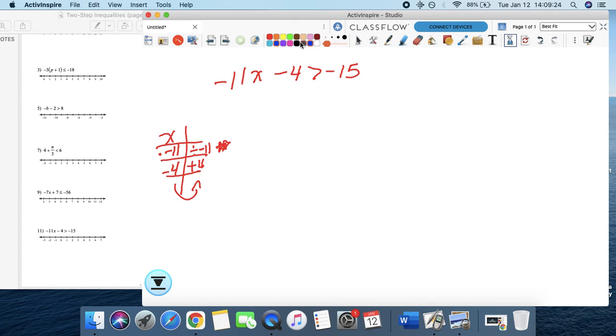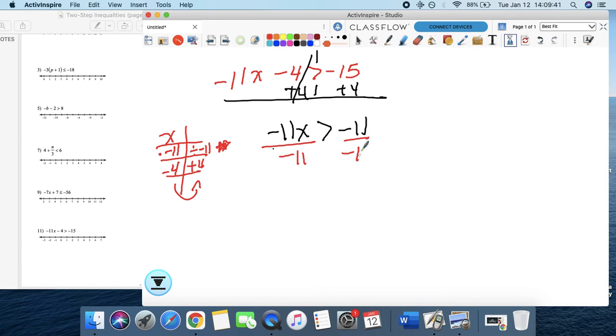All right, so step 1. Plus 4, plus 4. If we do that, -15 plus 4 is -11. These two go away, and -11x comes down. I divide by -11, divide by -11. So this and this becomes 1. 1 times x is x. The sign has to switch from greater than to less than, and -11 divided by -11 is 1.